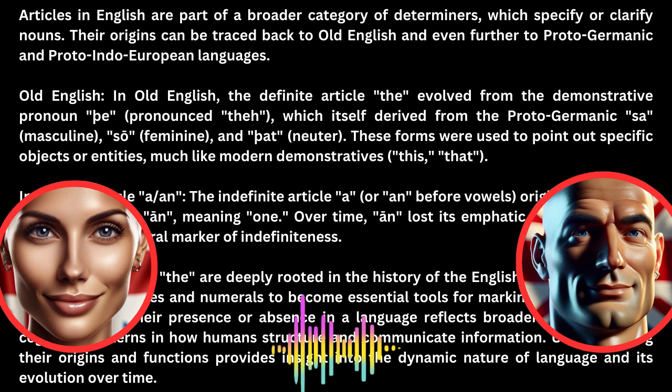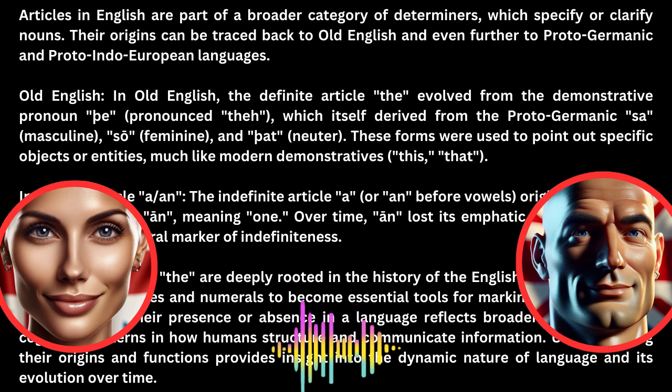But even if articles aren't universal, they're clearly pretty powerful tools for us English speakers. Absolutely, and understanding how they work gives us a much deeper appreciation for the nuances of our own language. I'm already feeling so much more aware of these little words. I used to just use them without a second thought, but now I'm seeing them as fascinating pieces of linguistic history that shape how we understand the world.